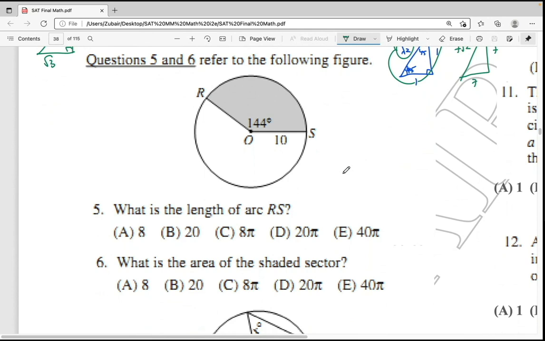40 pi for question 5. Question 5 is not 40 pi. Is it 8 pi? Yes. Oh, wait, I know what I did. Angle by 360 into 2 pi r. So I did pi square. Your pi square. I was on autopilot. These mistakes are actually good. You are realizing that this could happen.